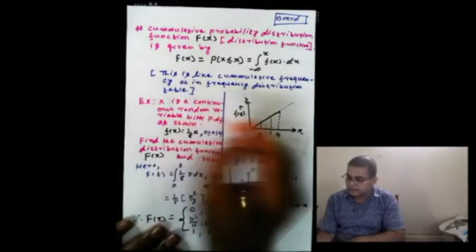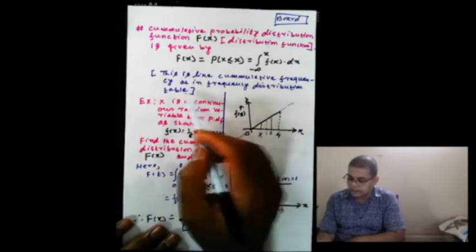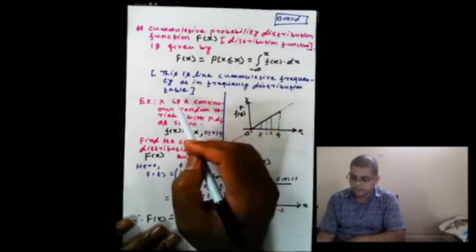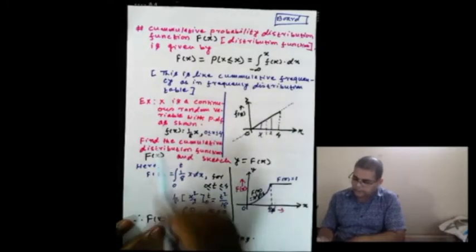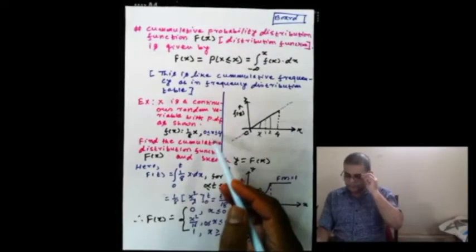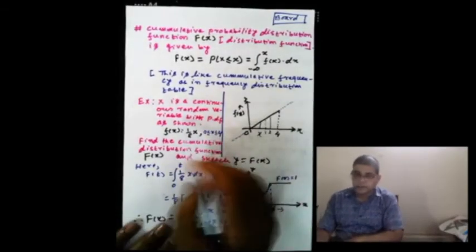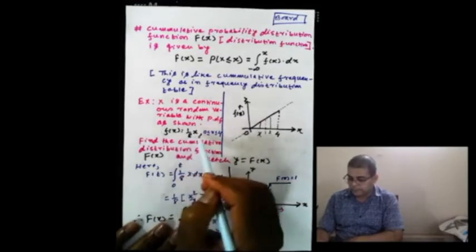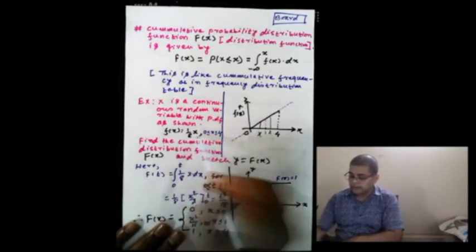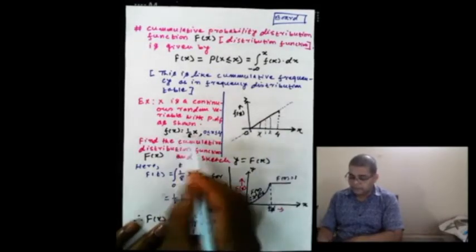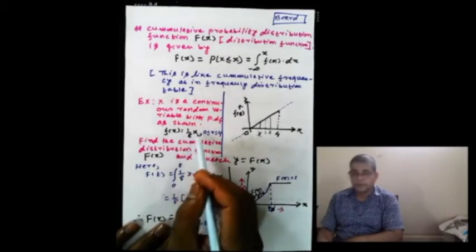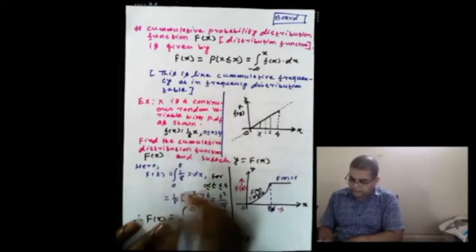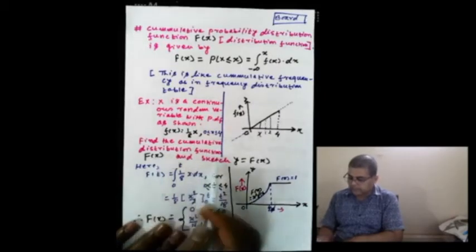This is like cumulative frequency in a frequency distribution table. Here is one example: x is a continuous random variable with the PDF as shown here. The probability density function is fx equals 1 by 8 times x, and this graph is for the function fx equals 1 by 8 times x. Now find the cumulative distribution function; in this case, y equals Fx.